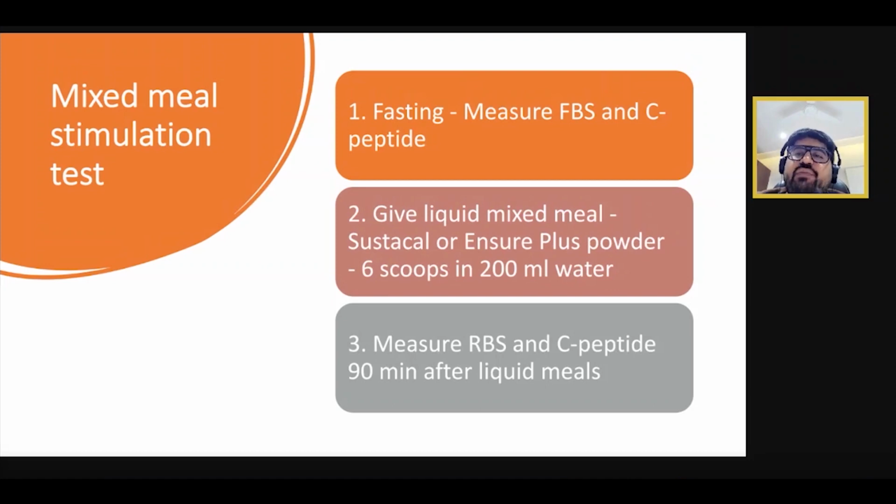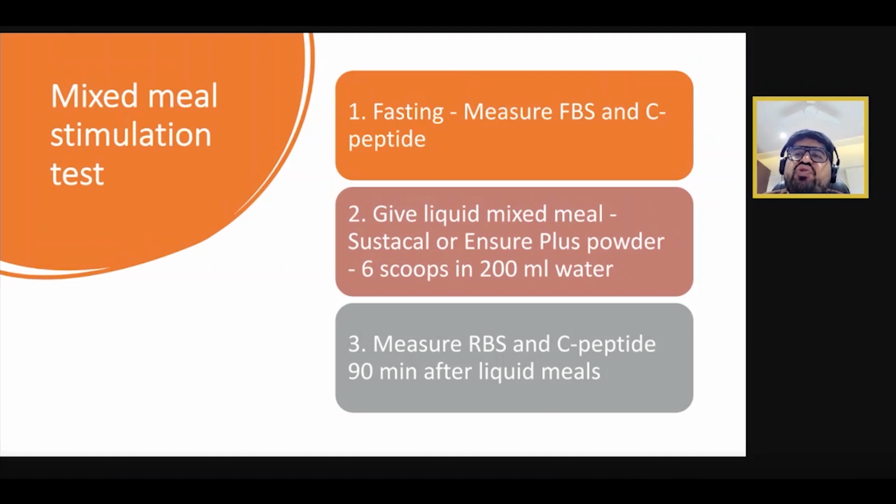Then you give a liquid meal, which is a standard meal. Most of these papers are based on Sustakal. Sustakal is basically from Nestle. It's like your Protein X and all that. But what we use is Ensure Plus powder, which is a similar composition. The idea is that this is much more easily available in India. So Ensure Plus is what we use.